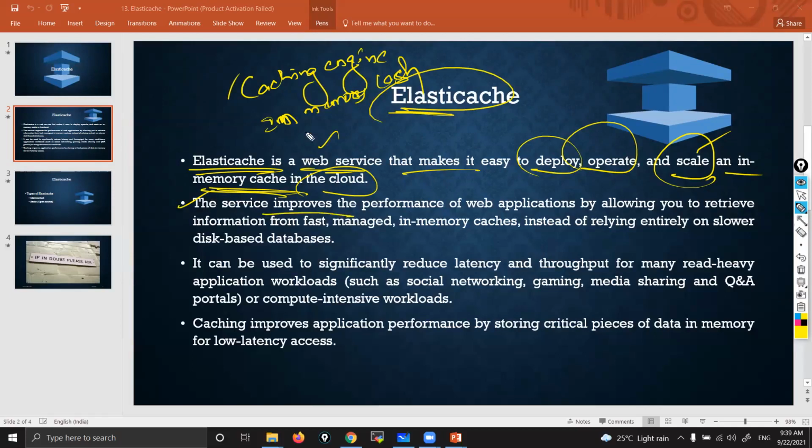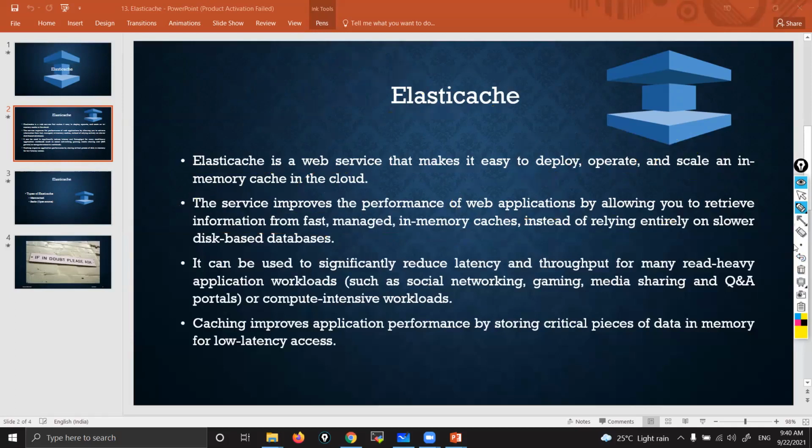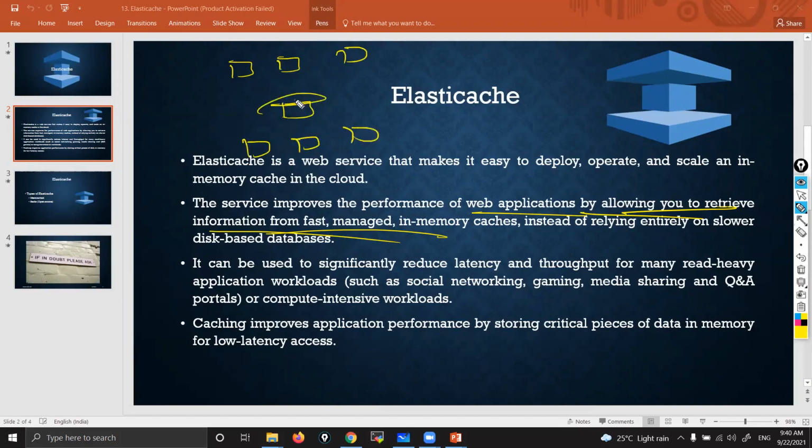This service, Elasticache, improves the performance of web applications. Correct or not? Whenever customers access the website, that's what improves the web application. How? By allowing you to retrieve information from fast managed in-memory caches. That means, see, web servers, leader node, complete nodes. This is Elasticache.